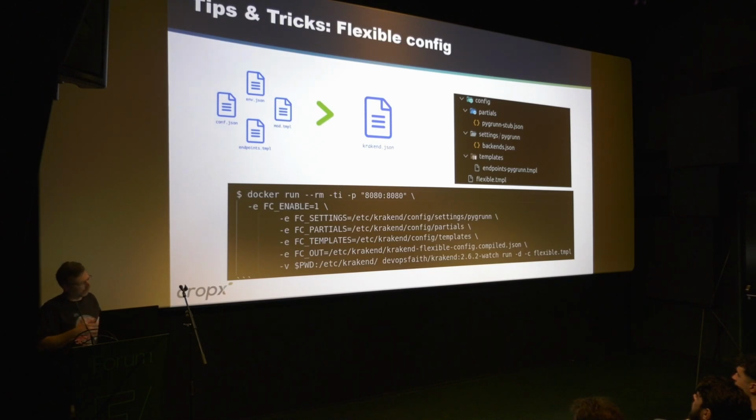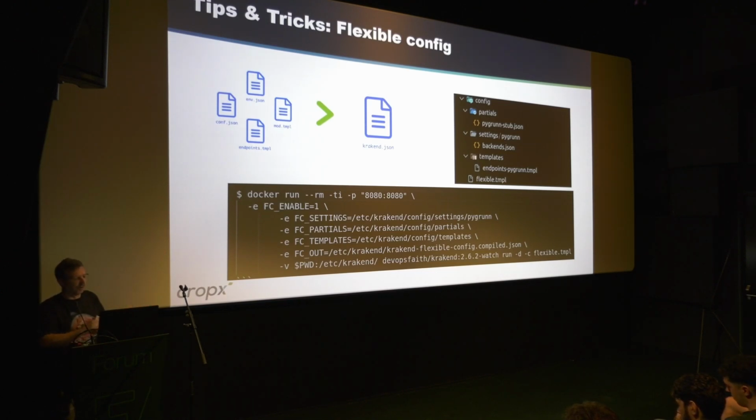So what you can do is split up the configuration and say to KrakenD, okay, it's a flexible configuration. We'll have partials, which are fragments that are included as is. You can have settings for production and development, and those are loaded as variables that you can use in the configuration. And there are templates. For instance, you could have different templates for sets of endpoints. That's how we use it.